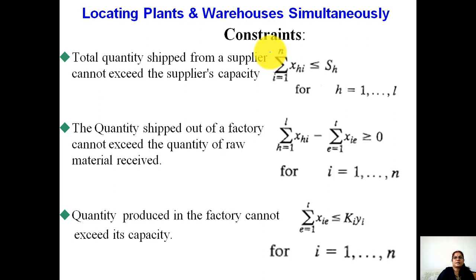Similarly, for the supplier there is only one constraint, whereas for each one of the other players there are two constraints. One is regarding receiving and the other one is regarding delivering. For example, if we consider a factory, the quantity which it has received and the quantity which it is sending, the difference between these two should be either greater than 0 or equal to 0. It cannot be less than 0. Similarly, the quantity produced cannot be greater than its capacity.